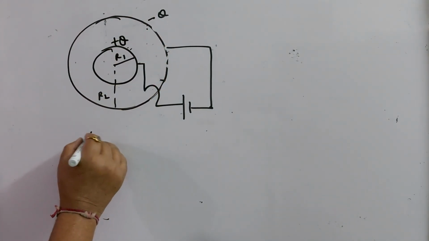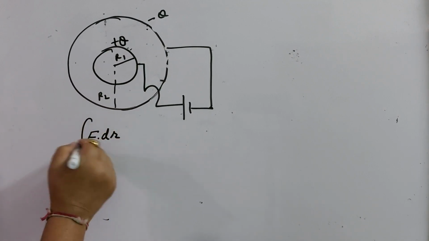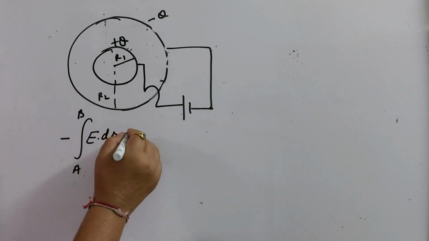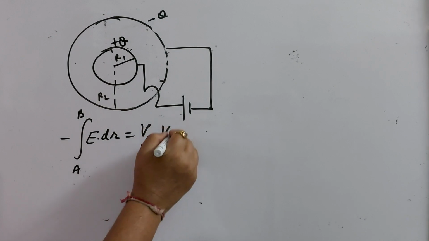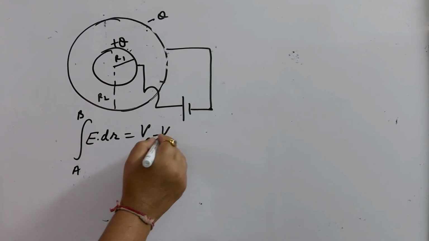So we can use this E dot dr line integral from A to B, negative of this, and this is equal to VA minus VB, or if this negative is not taken, then this will be equal to VA minus VB.